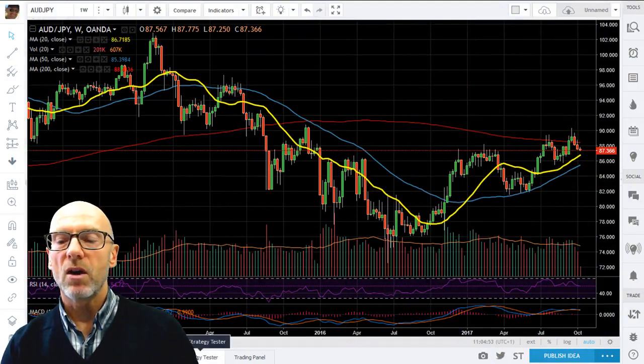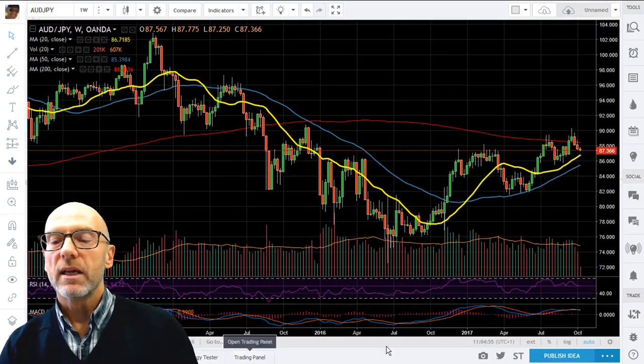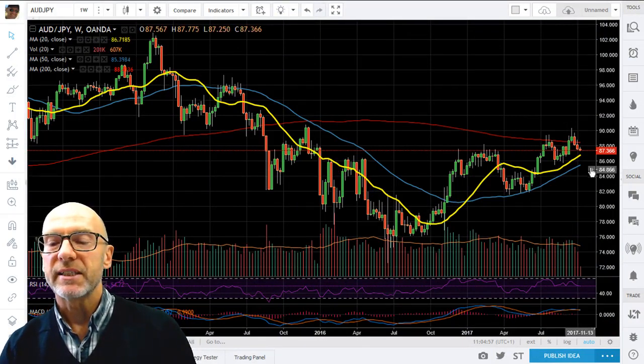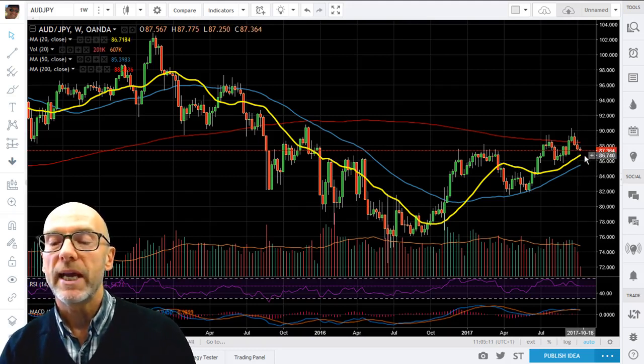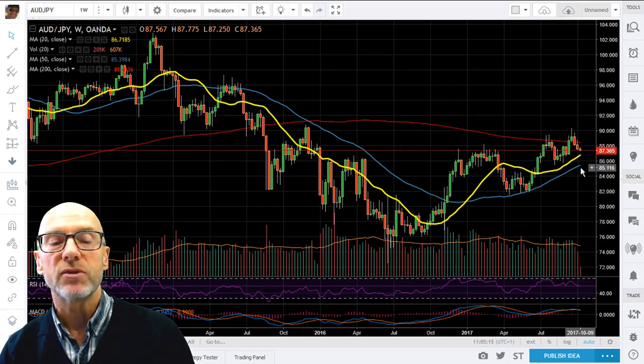So here we are on the weekly, and you can see that the 200 week moving average, which is this red line, caused resistance a couple of weeks ago and has pushed the Aussie dollar back down. We have got support coming in from the rising 20 week at 86.72 and the rising 50 week at 85.4.